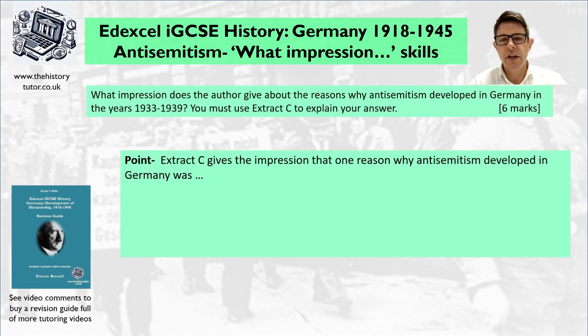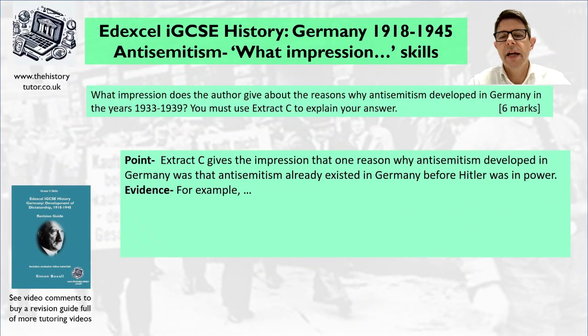So work with me now in your revision guide and come up with an opening sentence. So it says, extract C gives the impression that one reason why anti-Semitism developed in Germany was, give an opening point. Pause now, away you go. Okay, so I've said that extract C gives the impression that one reason why anti-Semitism developed in Germany was that anti-Semitism already existed in Germany before Hitler was in power. So I've just summarised the first message we had in our plan.